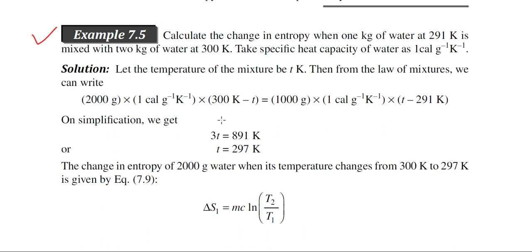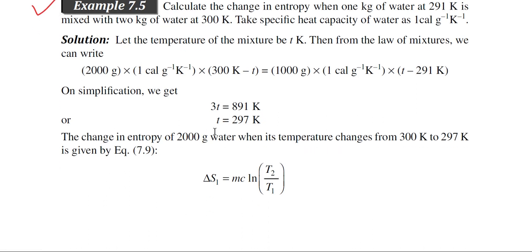So by approaching in the same way that we have discussed in the earlier problems, at first we have to calculate the temperature of the common mixture, that is, when they are mixed and at equilibrium a common temperature will be reached. You have to calculate that common temperature. After calculation of the common temperature, what you have to do is calculate the entropy change in two steps.